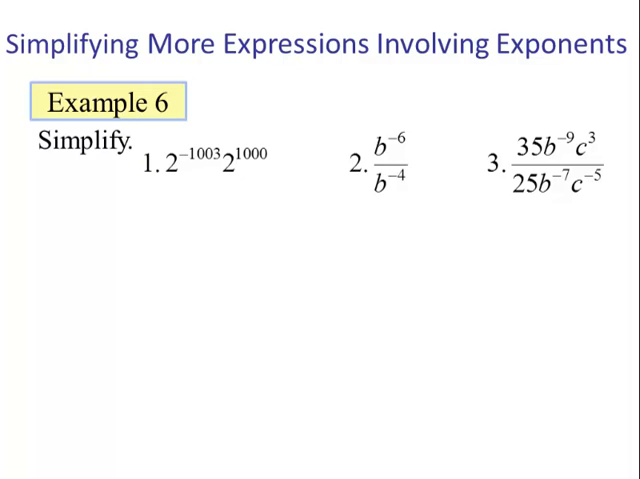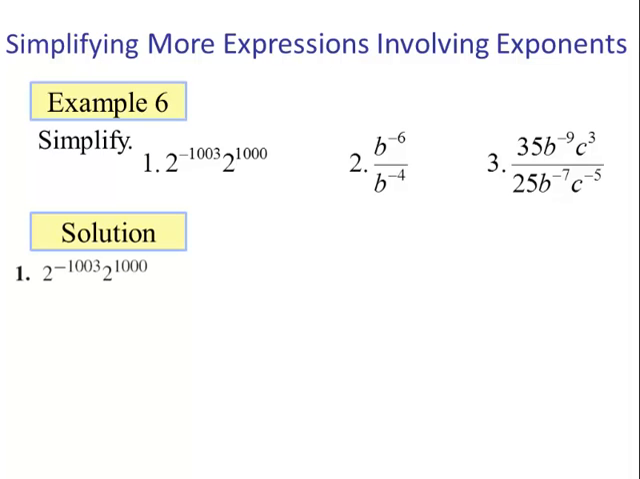Let's do an example. Example 6. Simplify number 1, 2 raised to the negative 1003 power times 2 to the 1000 power. Number 2, b to the negative 6 divided by b to the negative 4. And number 3, 35 b to the negative 9 c to the third power divided by 25 b to the negative 7 c to the negative 5.